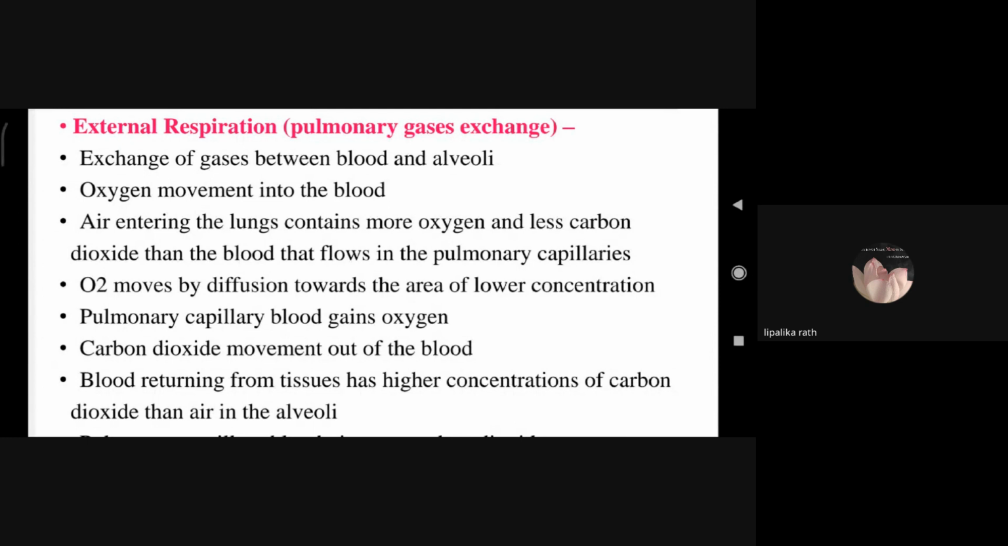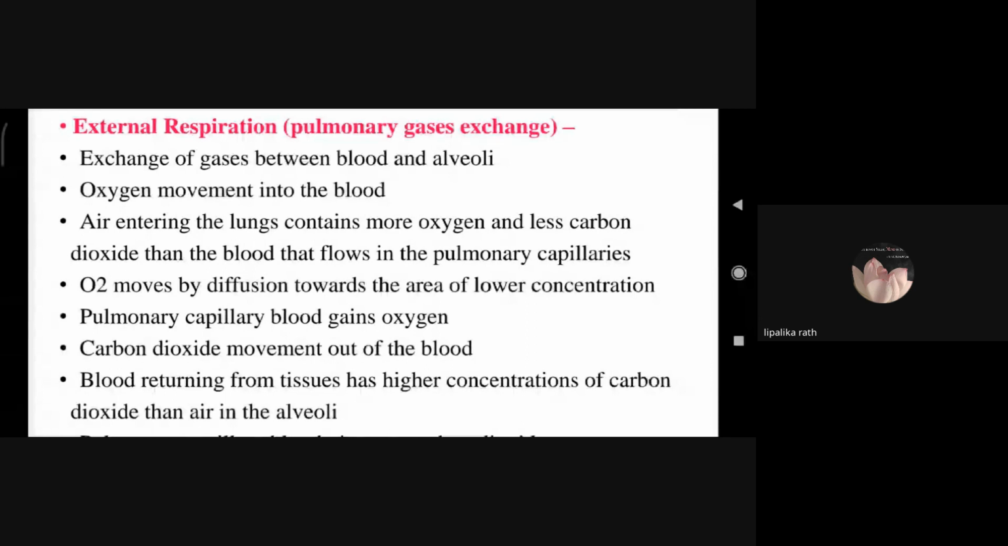Yes, it is the same as diffusion. Oxygen is more concentrated in the alveoli and less concentrated in the capillary. That is why it moves from alveoli to capillary as per simple diffusion. Pulmonary capillary blood gains oxygen. Here we will read this in the circulatory system, but get the concept a little bit. Pulmonary artery is carrying oxygenated blood from lungs to heart.